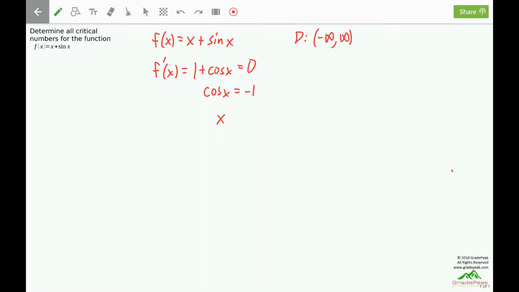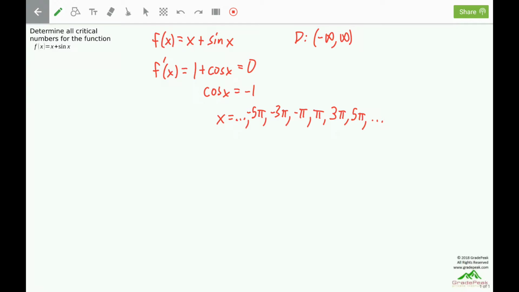And we want to think of all places where the cosine is negative 1. This happens at pi. It will happen again at 3 pi and at 5 pi. So it'll happen at negative pi, negative 3 pi, and negative 5 pi, and on and on. There's an infinite number of places where this occurs, but these can be put together into one statement.